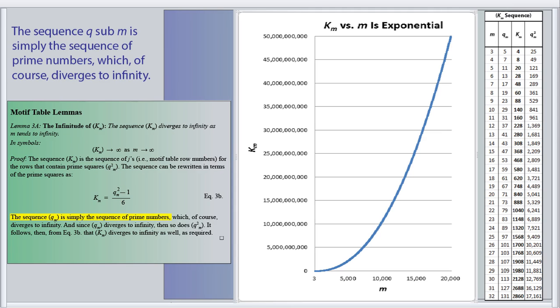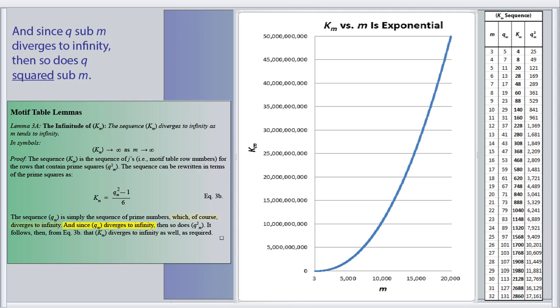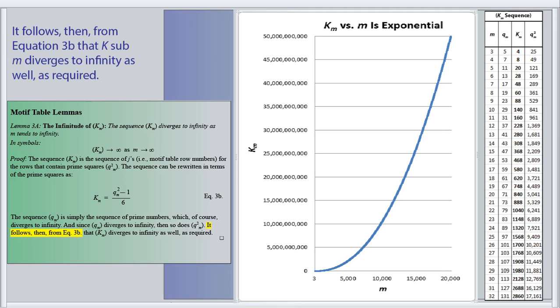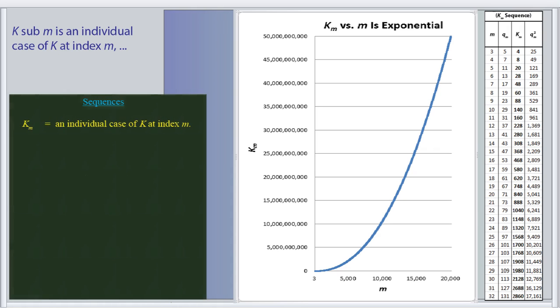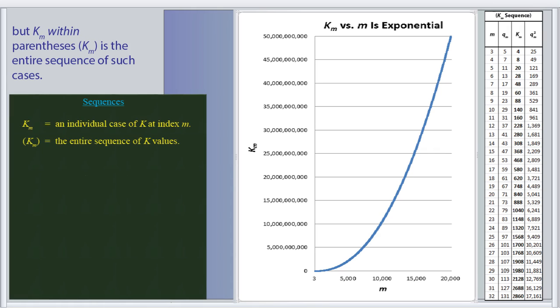The sequence q sub m is simply the sequence of prime numbers, which of course diverges to infinity, and since q sub m diverges to infinity, then so does q squared sub m. It follows then from equation 3b that k sub m diverges to infinity as well, as required. Note that the convention is to represent sequences within parentheses. K sub m is an individual case of k at index m. But k sub m within parentheses is the entire sequence of such cases.